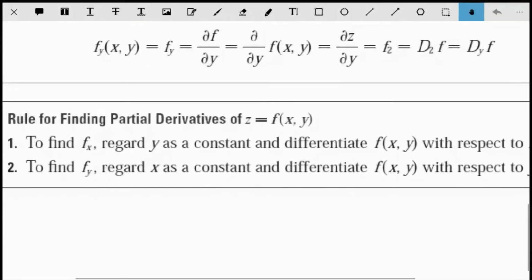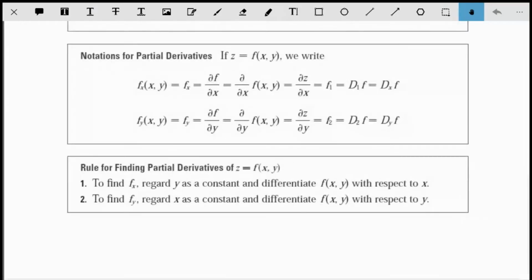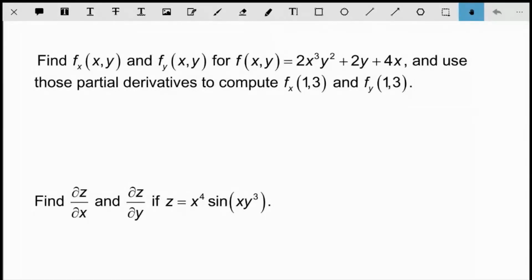Okay, so when we find these partial derivatives, we are essentially going to hold everything else constant. That's what this rule at the bottom says. We're going to go through a few examples here, and I'm going to show you how this works, and then I'm going to have you try some of these. A lot of this is going to be about notation more than actually taking the derivatives, because our derivative rules haven't really changed. It's just that we're now taking these partial derivatives.